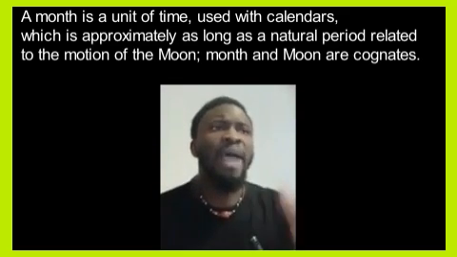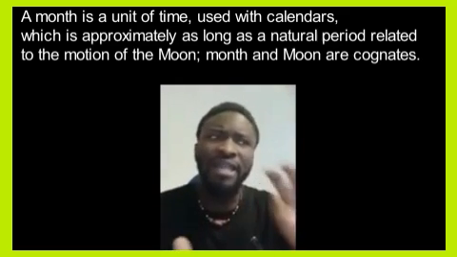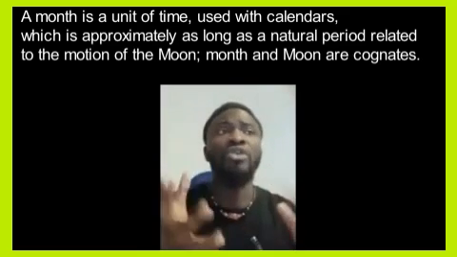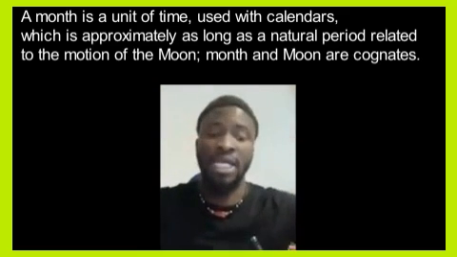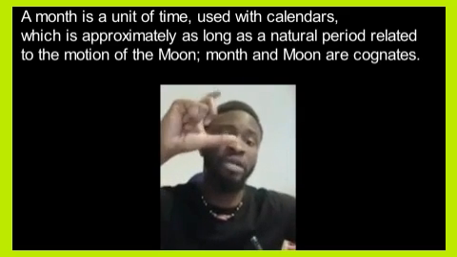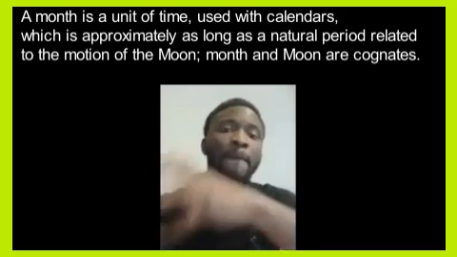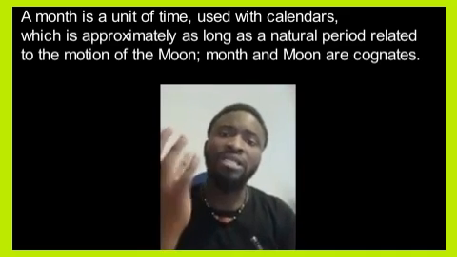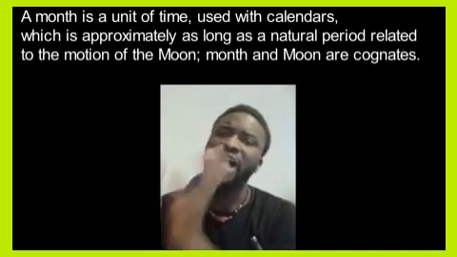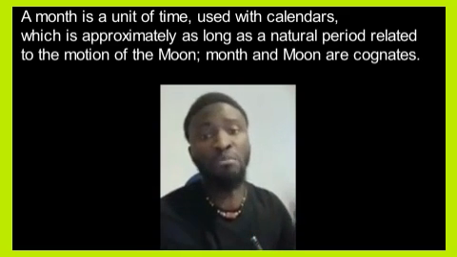So let's see. A month is a unit of time used with calendars, which is approximately as long as a natural period related to the motion of the moon. So the word month is derived from the word moon. That is how we got the word month. In Arabic, they say shahar. The shahar is month, and a month has to be derived from the word moon.